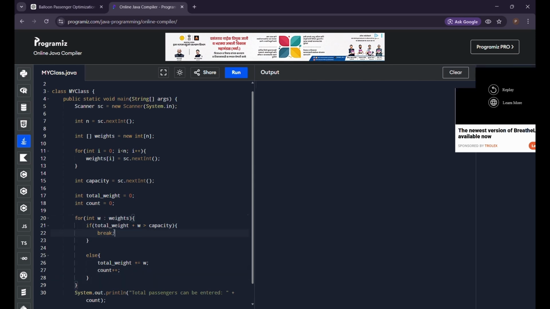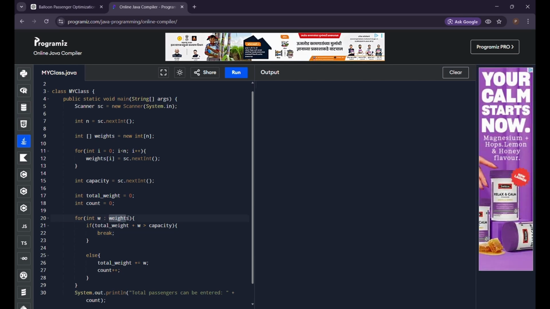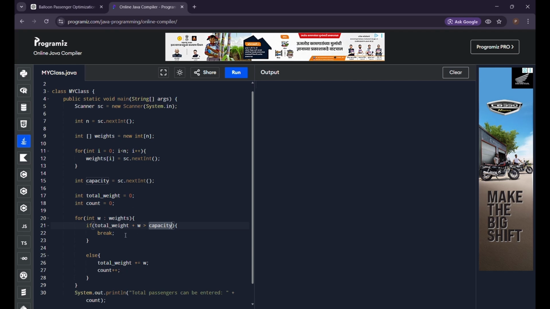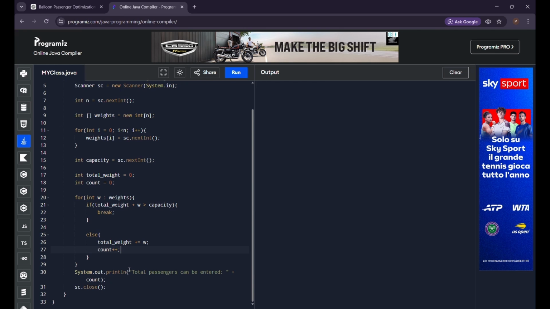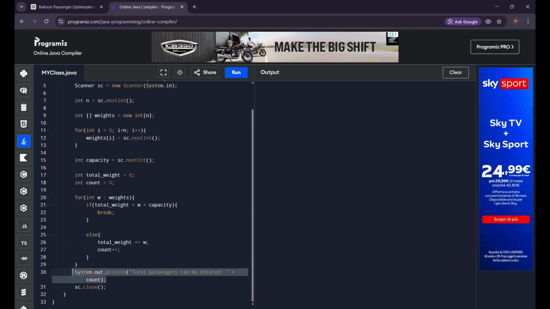For the next logic I'm using a for-each loop in Java: from the weights array I'm going to get each weight and store it in a variable called w. First I'm going to add the weight I have received from the array to the total weight, and check whether the total weight exceeds the capacity. If it exceeds the capacity, I'll break the loop. If it is not exceeding the capacity, I'll update the total weight, adding it to the weight and incrementing count by 1. This ensures that we are adding 1 person to the balloon. Also, total weight gets updated as soon as we add the person into the balloon. After this loop, we are going to print the total passengers that can enter using the count value we have stored in the count variable.